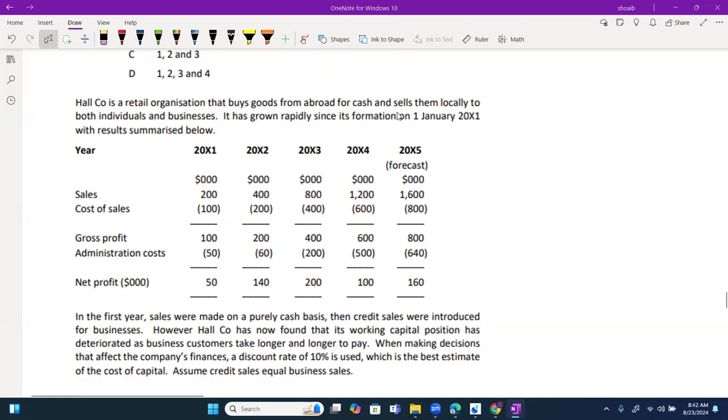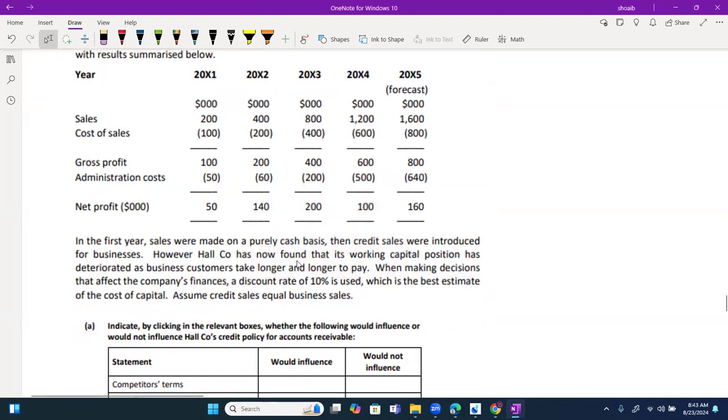Okay, next question. Hallco is a retail organization that buys goods from abroad for cash and sells them locally to both individuals and businesses. It has grown rapidly since its formation in January, with the results summarized below. Sales, cost of sales, gross profit, everything is given. In the first year, sales were made on a purely cash basis. Credit sales were introduced for business customers. However, Hallco has now found that its working capital position has deteriorated as business customers take longer and longer to pay. When making decisions that affect the company's finances, a discount rate of 10% is used, which is the best estimate of the cost of capital. Assume credit sales equal business sales.